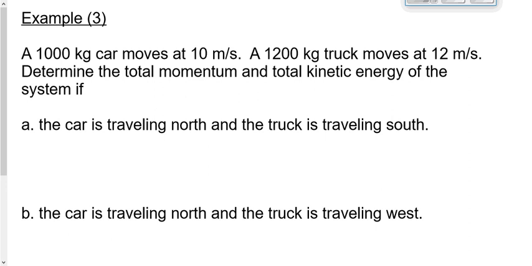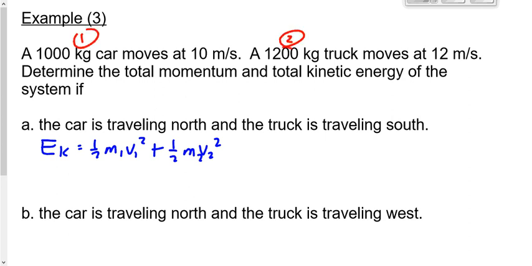If I want to find, let's do kinetic energy first, okay? If I want to find the total kinetic energy of the system, which is the kinetic energy of object 1 and 2 combined, then I need to find the kinetic energy of object number 1 and the kinetic energy of object number 2, and then add them together. By the way, let's call this guy number 1, and let's call this guy number 2. Could you have reversed that? Could you have decided to call the car number 2 and the truck number 1? Sure. Doesn't make any difference.